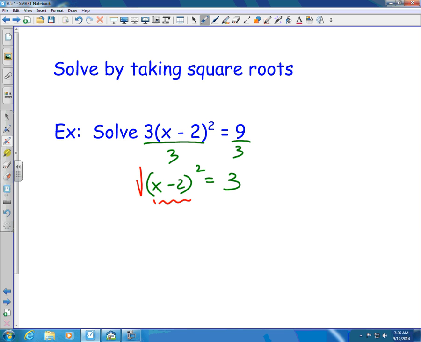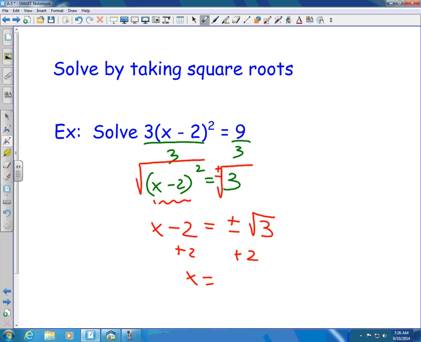So we're going to take the square root of both sides. But whenever you take the square root of both sides of an equation, you need to remember that you could have a positive or a negative. So you need to throw on a plus or minus. Now the square rooting and the squaring are canceling each other out. So we just have x minus 2 on the left equaling plus or minus square root of 3 on the right. Last step, add 2 to both sides.